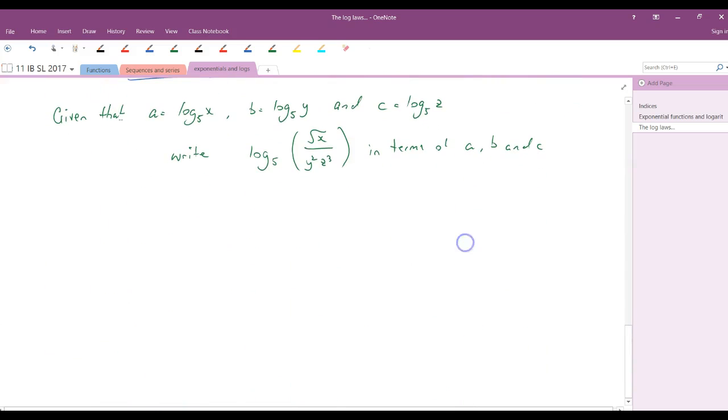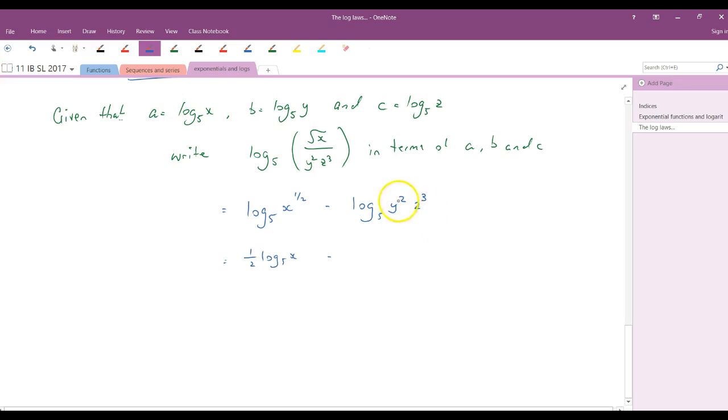So I can write that as log base 5 of square root x, but I'll write that as x to the half, minus log base 5 of y squared z cubed. Okay, so I'm unraveling it a little bit here. Now this here, I can bring the half out, so I get a half log base 5 of x. That's looking good, and I know that's a half a, so I'm in business there. Now this one here, I've got y squared z cubed.